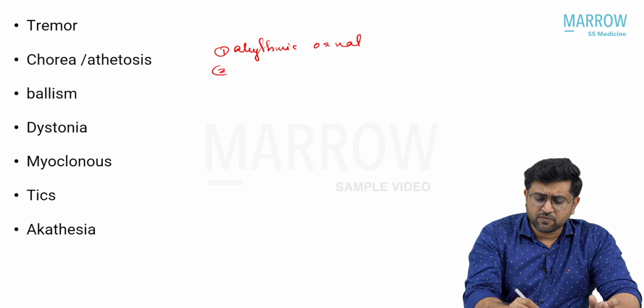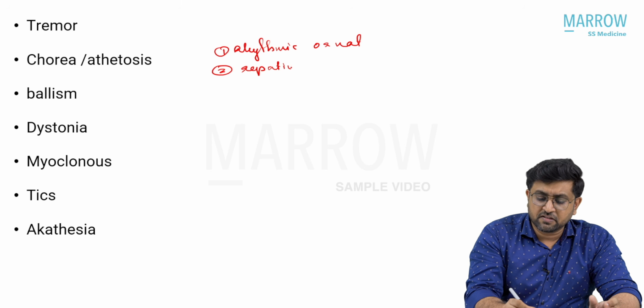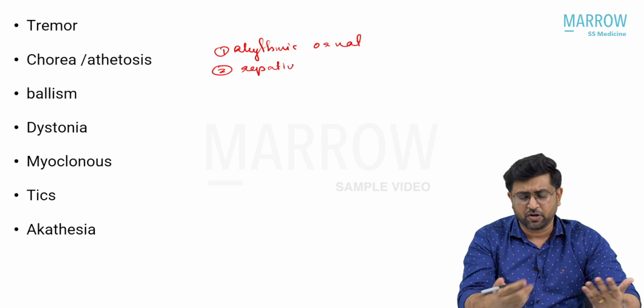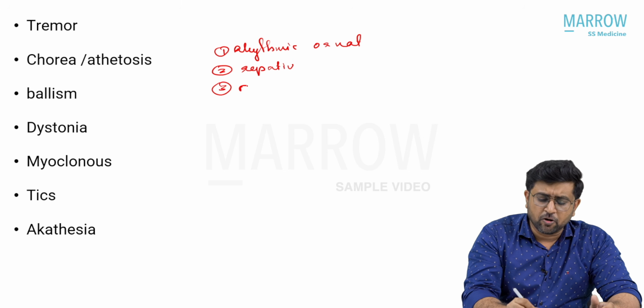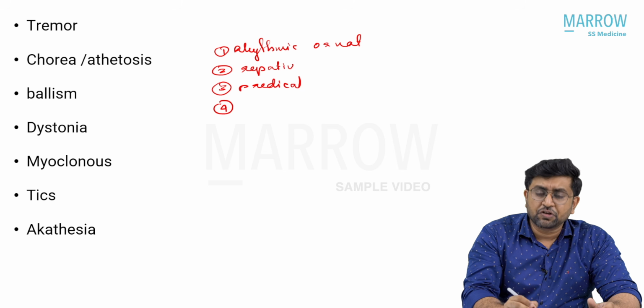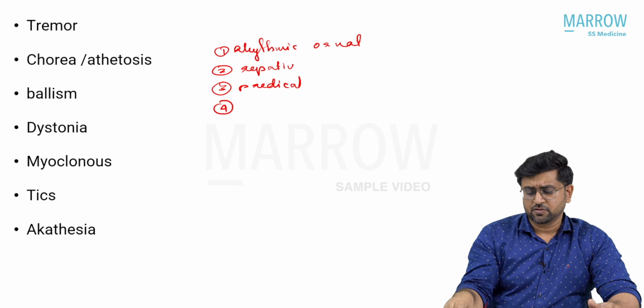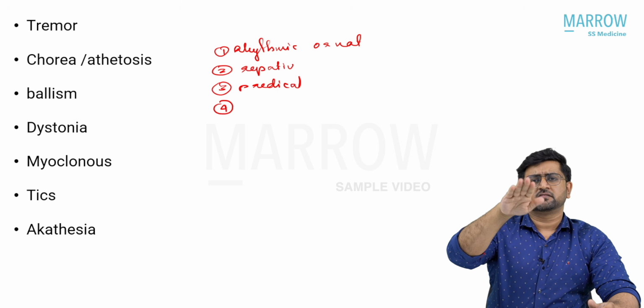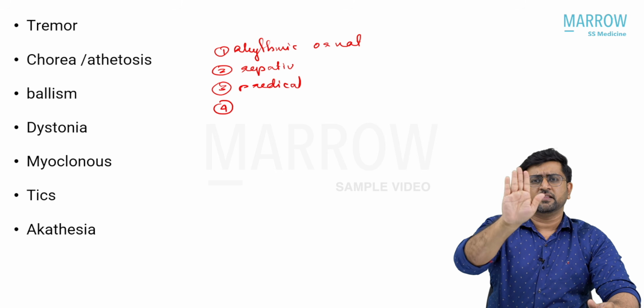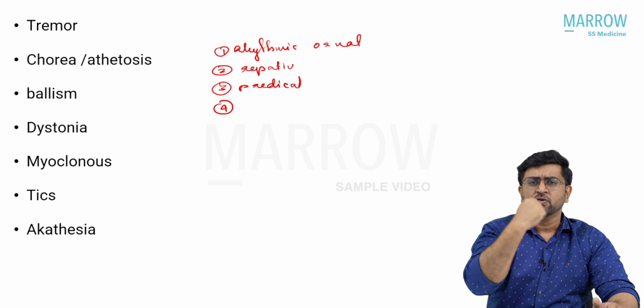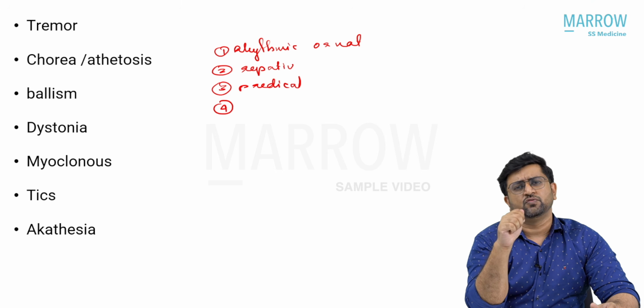Then the second step is whether it is repetitive, the same movement happening again and again. Actually, rhythmicity means repetitive, and whether it is predictable. Then you should see how many axes it is involving. Suppose I am having a movement like this, this is only in one axis, while this is a multi-axis movement. So what all axes is it involving?